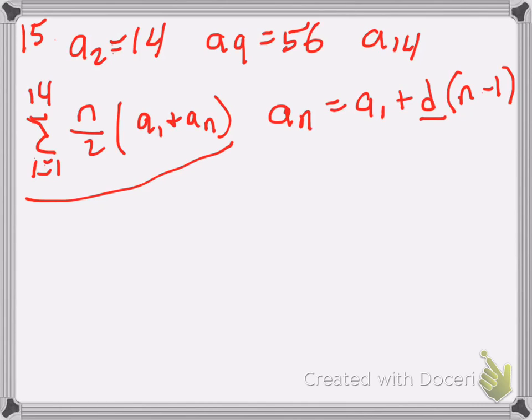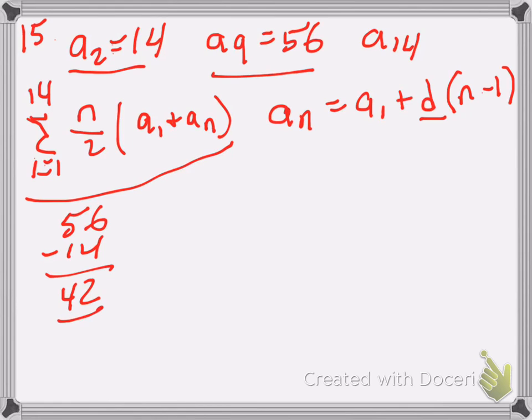And so in order to find d, I'm going to take a look at my a2 and my a9. So what I'm going to do is subtract a2 from a9. I get 56 minus 14 is equal to 42. And there are 7 terms between a sub 2 and a sub 9. So if we divide that by 7, we get 6. So our common difference here is 6.